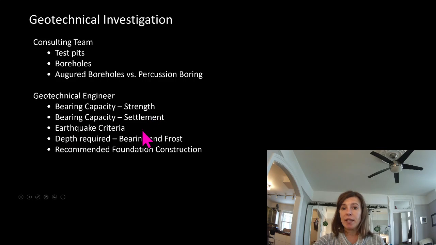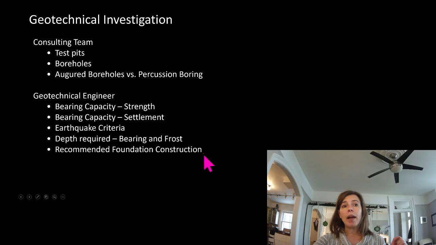They give us earthquake criteria or seismic criteria, and they give us the depth required for both bearing and for frost. So as much as we may only need to go down 4 feet for frost, good soil might be 10 feet down and we have to excavate down to there. Sometimes it can be even further and they might recommend something else that we do. I have a project right now where we're going down 3 meters for a basement and good soil still isn't down there. So they have to remove even more soil from the site and build it back up with good soil, or what we call engineered fill.